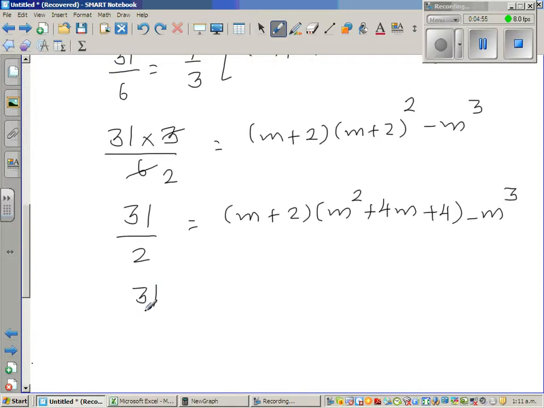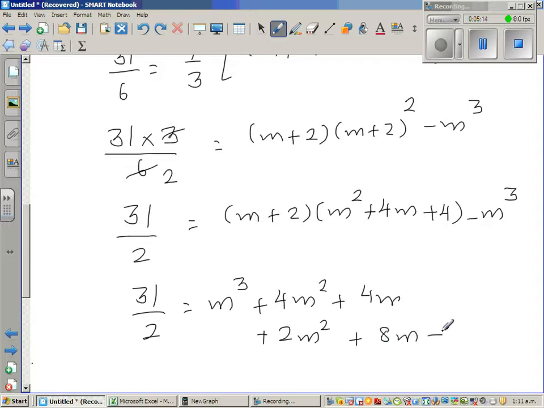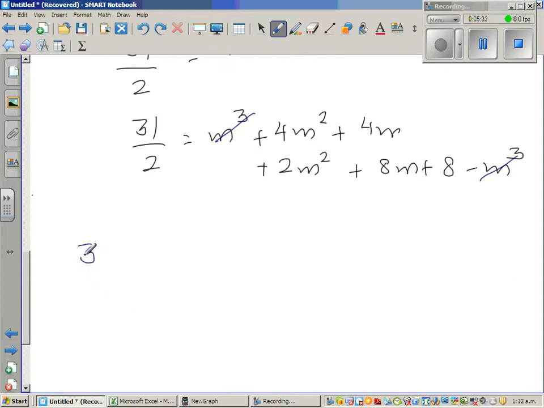So 31 over 2 equals, expanding this, m cubed plus 4m squared plus 4m, then expanding with 2, you get 2m squared plus 8m plus 8, minus m cubed. So this m cubed will get cancelled with this m cubed. Therefore 31 over 2 is equal to 4 plus 2, which is 6m squared, plus 12m plus 8.